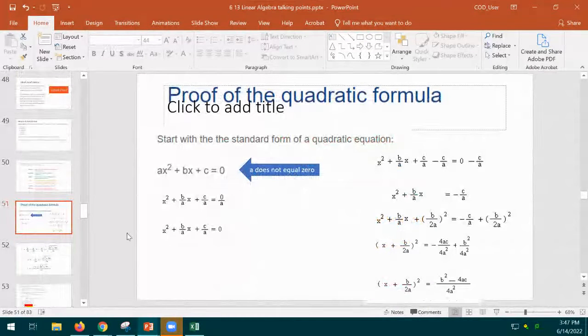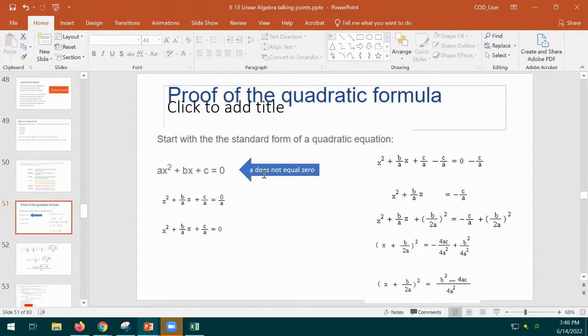And here I'm going to do one proof for you. I may only have time for one proof, but this is a proof of the quadratic formula. Okay, and truly this is a proof. So what we do is we start with the standard form of a quadratic equation. So that is ax squared plus bx plus c is equal to 0.